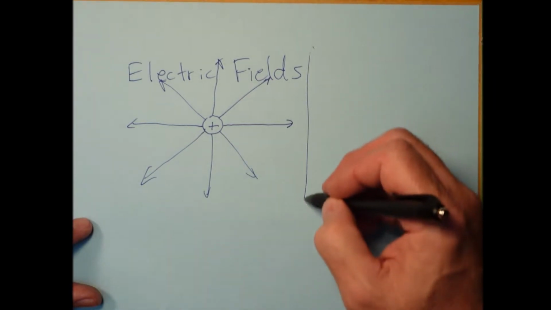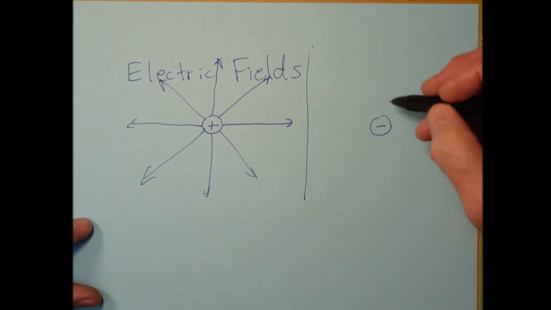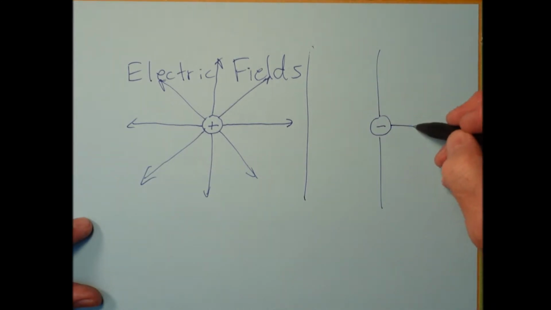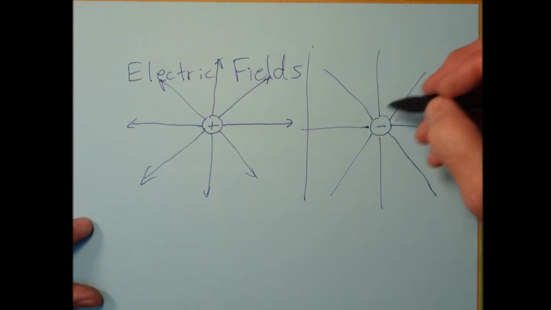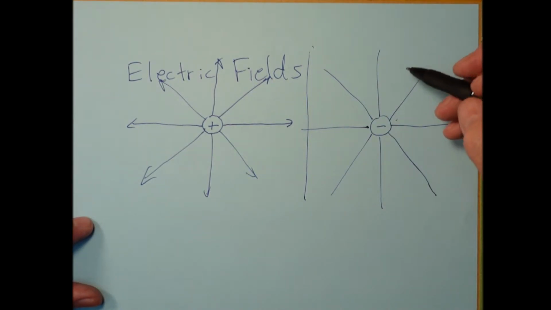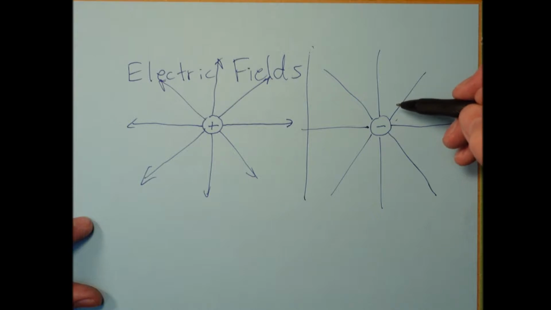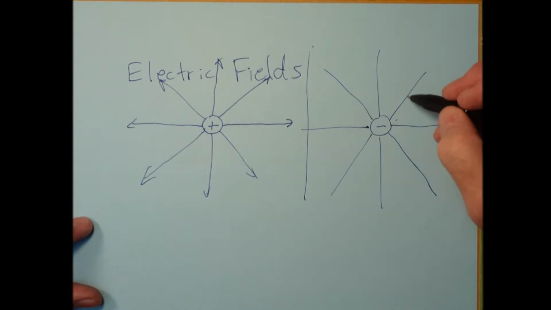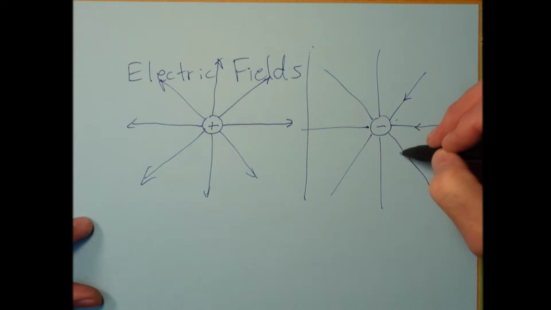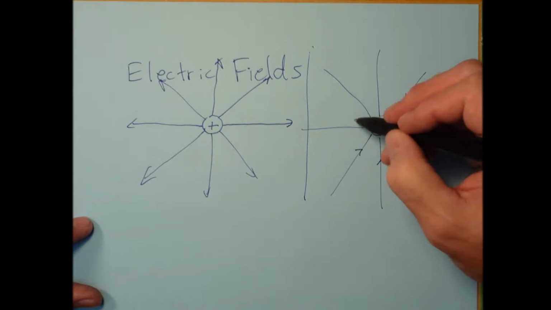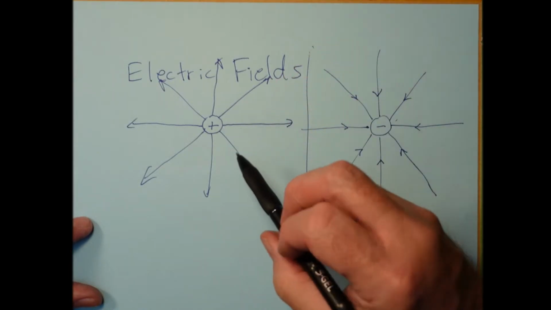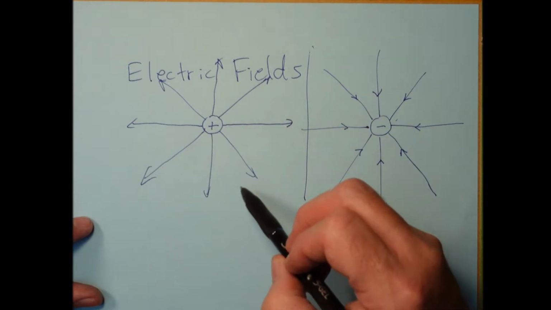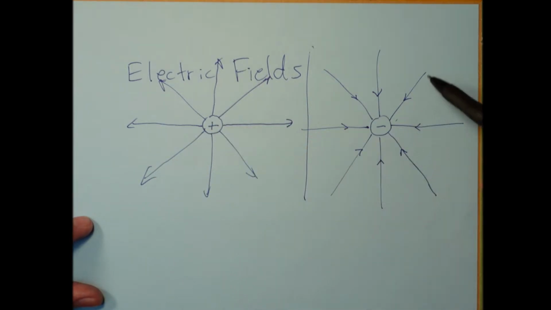Now, if you had an isolated negative charge, the field lines are also drawn the same way. Again, just because I'm drawing it at 45s and 90s doesn't mean anything. But the direction of the field lines is going to be the opposite for a negative charge. So they're going to point towards the charge, inwards like that. Okay? So the electric field lines radiate outward away from the positive point charge, and the electric field lines radiate inward toward the negative point charge.